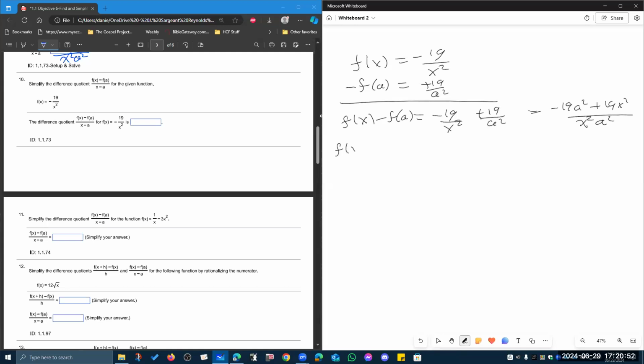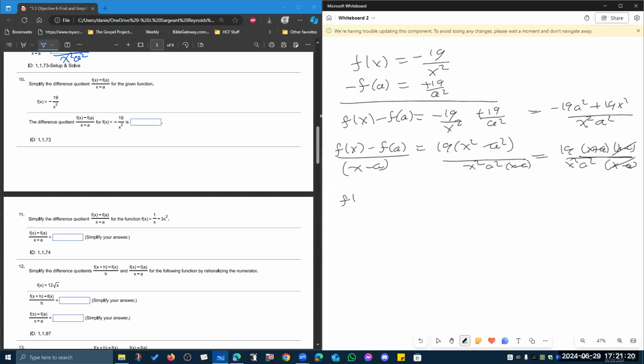So f of x minus f of a is equal to 19 times x squared minus a squared over x squared a squared, which is equal to 19 times x plus a, x minus a over x squared a squared. When we divide by x minus a, these cancel. f of x minus f of a over x minus a is 19 times x plus a over x squared a squared.